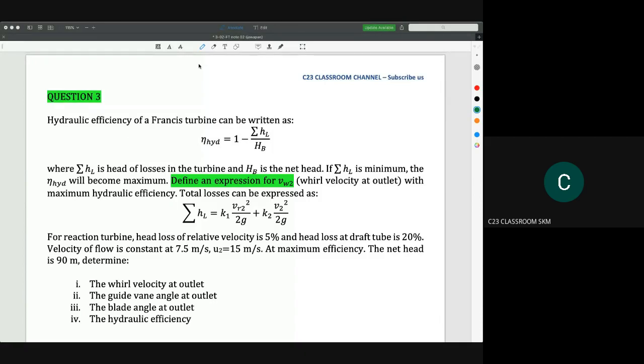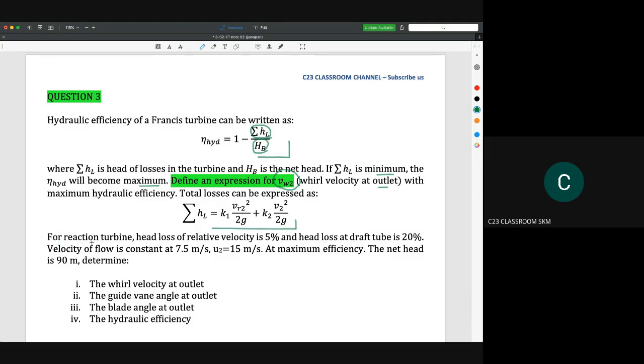This is question 3. The hydraulic efficiency of a Francis turbine can be written as this equation, where HL is the head of losses in the turbine and HB is the net head. If losses are minimum, the hydraulic efficiency will become maximum. So I hope you can understand this term. Define an expression for V equal to the whirl velocity at outlet with maximum hydraulic efficiency, meaning the losses are equal to 0, and total losses can be expressed as this one.